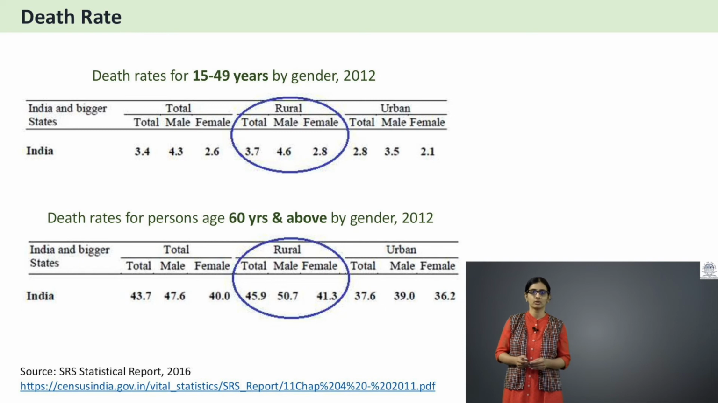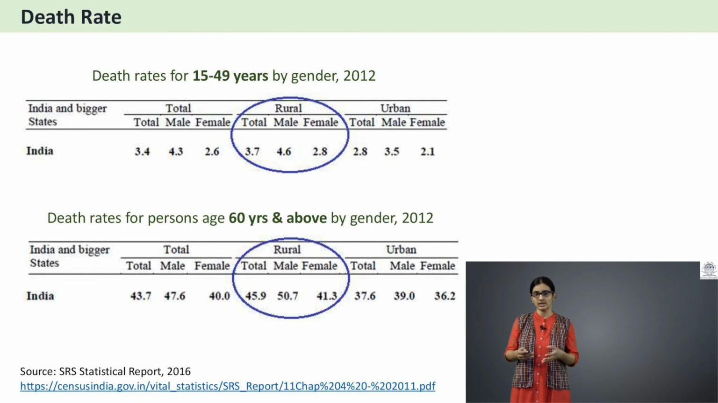Moving on, in the age group of 15 to 49 years, we see in rural areas the death rate in males is higher than that of females, and there is a considerable difference here, which is 4.6 for male and 2.8 for female. In the last table, we see the death rate for those above 60 years.